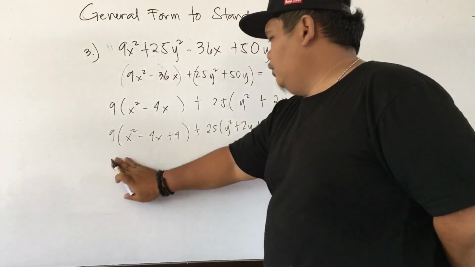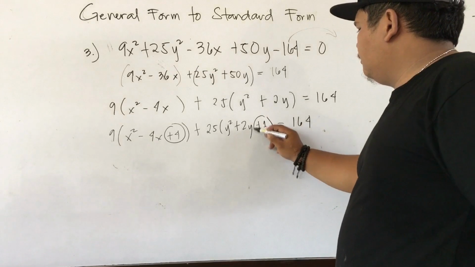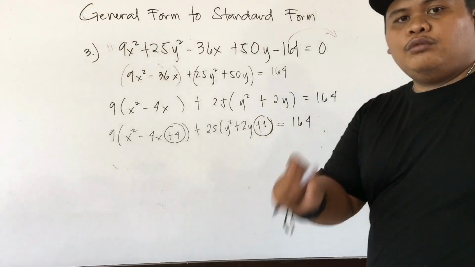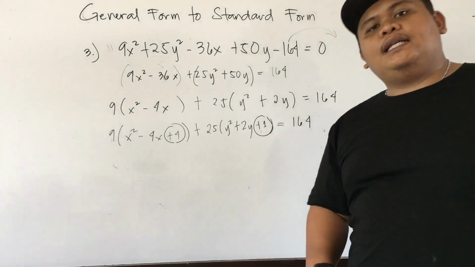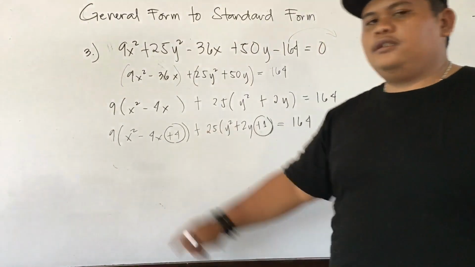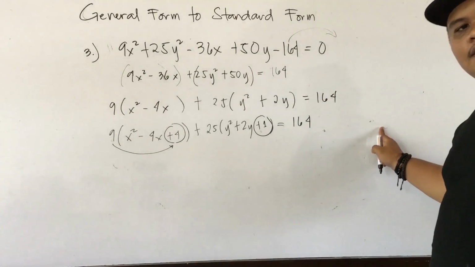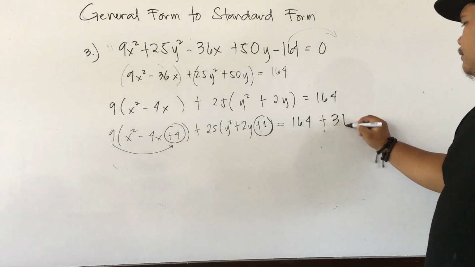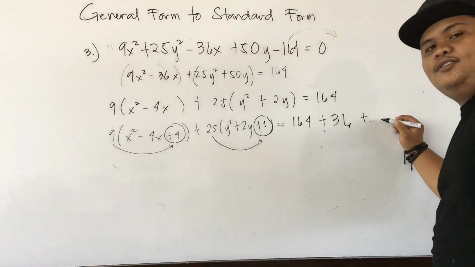Okay, so since we have added these terms, positive 4 and positive 1, we need to add terms on our right side in order to balance our equation. Now, since this 4 has a 9 outside, we are going to multiply before we add this term. So 9 times 4 is 36, so we are going to add 36. The same with 25 and 1. 25 times 1 is 25.